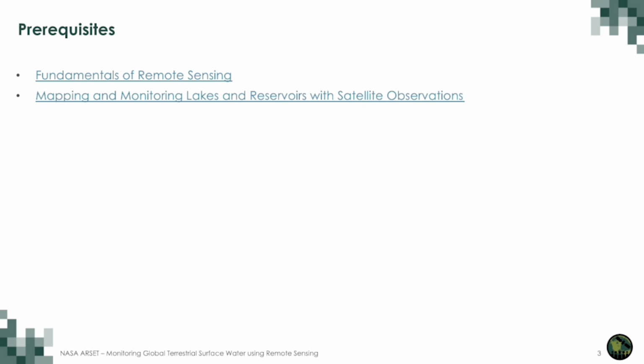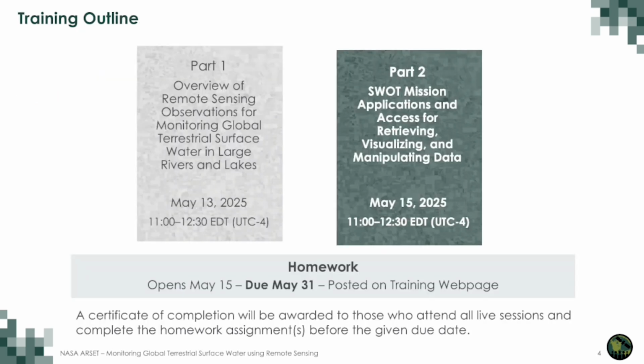As a reminder, there are 2 prerequisites for the training. The first is our Fundamentals of Remote Sensing course, and the second is our Mapping and Monitoring Lakes and Reservoirs with Satellite Observations. Links to both those ARSET trainings are provided below for your reference. Over the 2 parts of the training, we provided an overview of remote sensing observations for monitoring global terrestrial surface water in large rivers and lakes in part 1, and today we'll be learning about SWOT mission applications and access for retrieving, visualizing, and manipulating data.